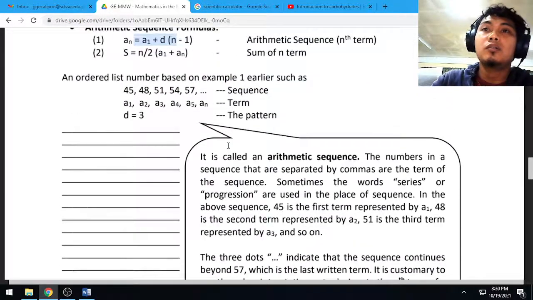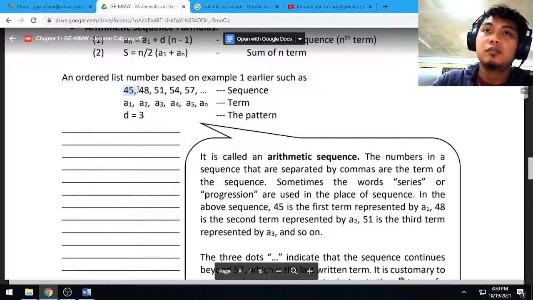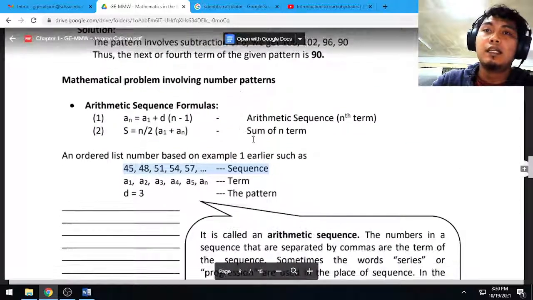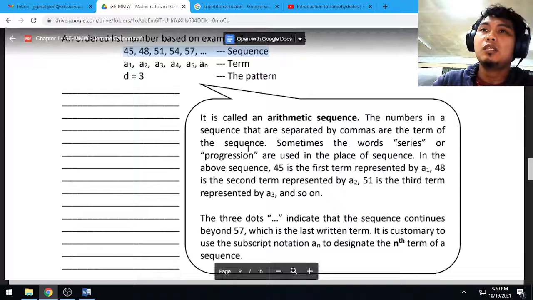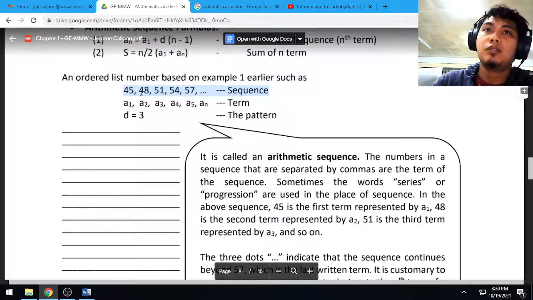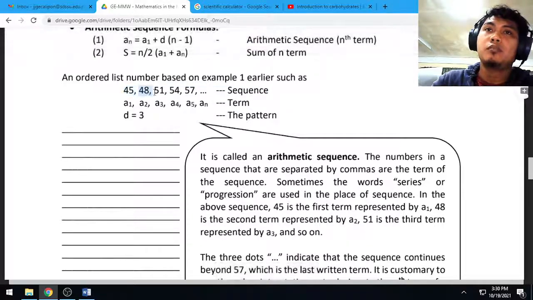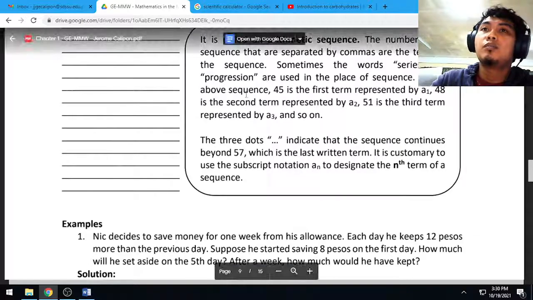So sabi dito, it is called an arithmetic sequence. Actually natalakay na natin previously, it's just an arithmetic sequence. Merong ibang sequence, geometric sequence, marami pa. So the numbers in a sequence that are separated by commas are the terms. Ito yung mga term. Now, kung gusto natin isunod-sunod, lalagyan na natin ng first term, second term, third term. So gano'n. Or progression.